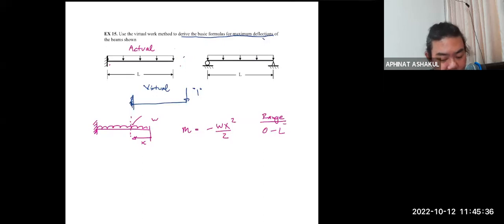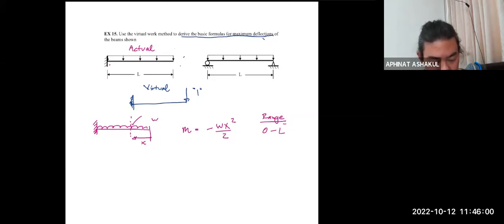Okay, so any questions about the actual load case? So again, if you ask me, the skill to write the equation is like high school math, but this is coupled with a little bit of engineering knowledge. So you write the moment equation. Up to this point, it should be physical.